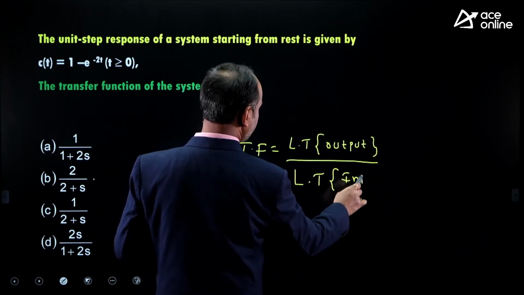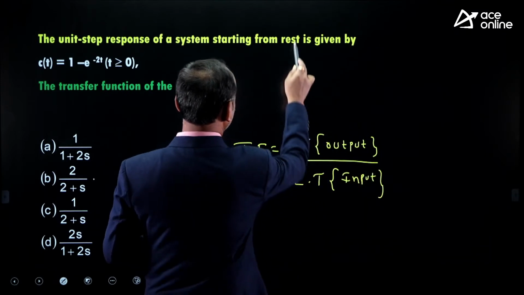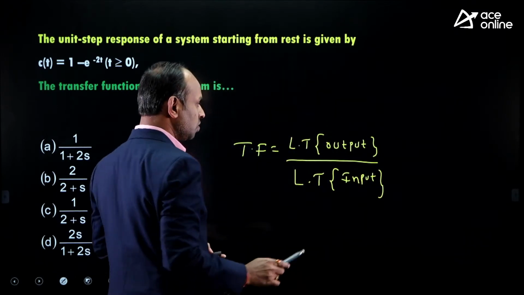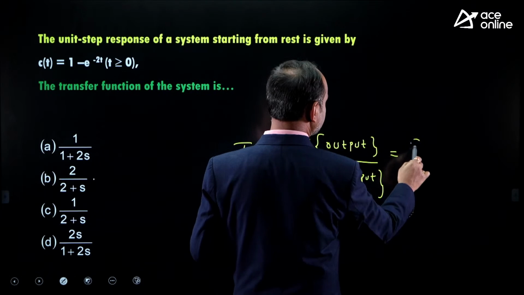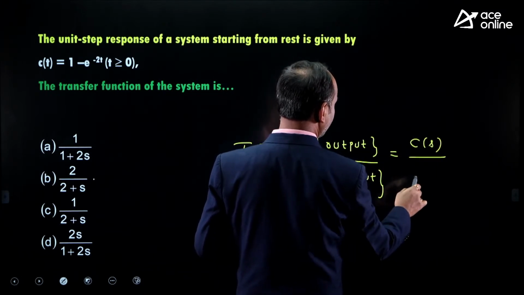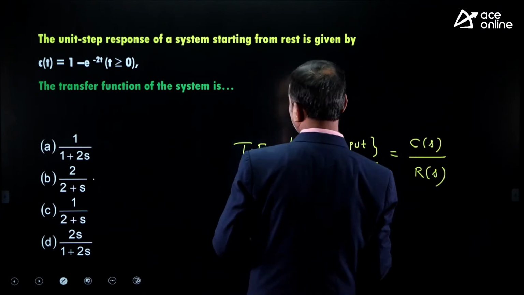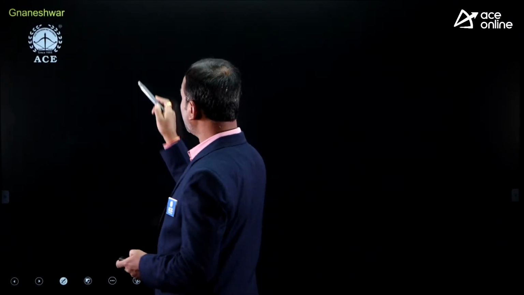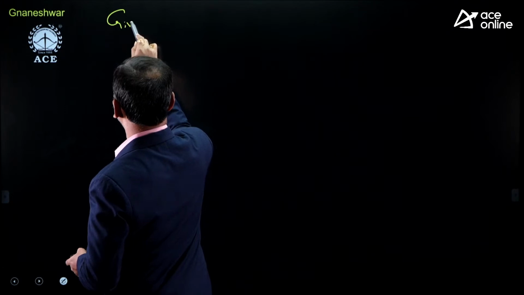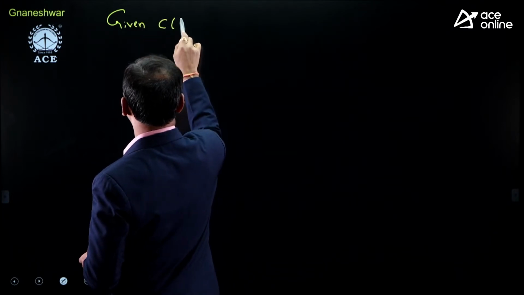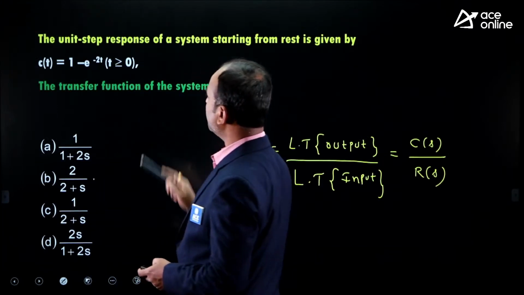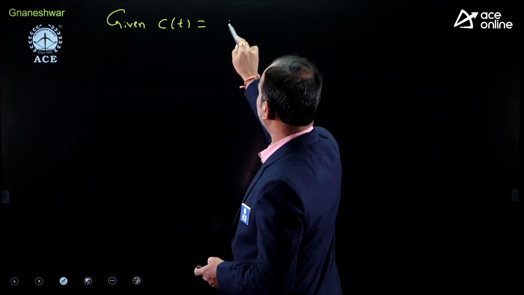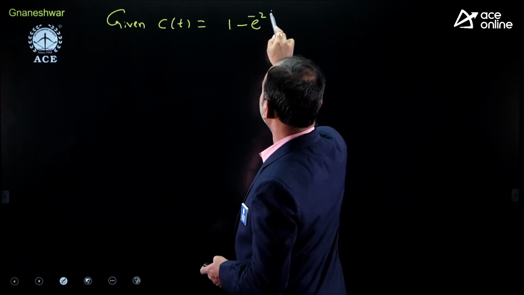This is a formula. The initial condition should be 0, already given, initial rest. So that is nothing but output, I am going to take C of s, and input, I am going to take R of s. This is a transfer function. What is given? C of t is given. The output, the response, is given as C of t equal to 1 minus e power minus 2t.